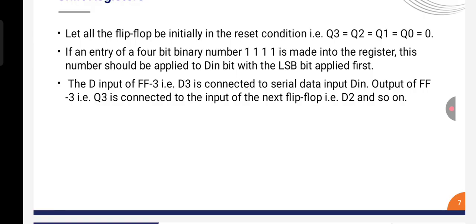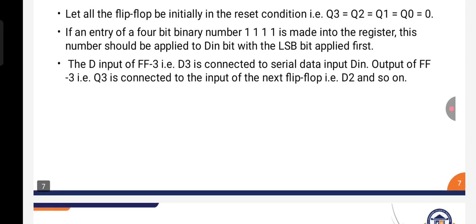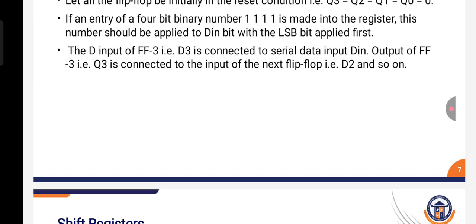If the entry of the 4 bit binary number 111 is made to the register, this number should be applied to D in, starting with the LSB. The D input of flip flop F3, that is D3, is connected to the serial data input D in. The output of F3 is connected to the input of the next flip flop D2, the output of D2 is connected to the input of D1, and the output of the D1 flip flop is connected to the next flip flop D0 and so on.